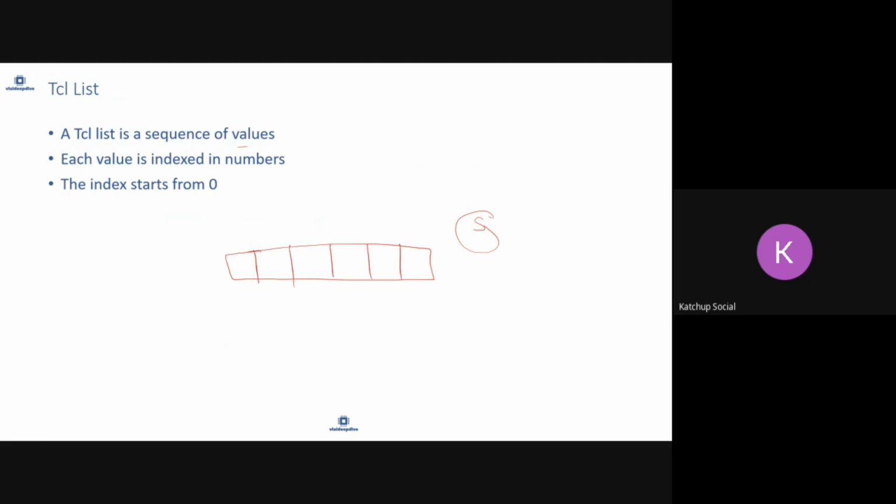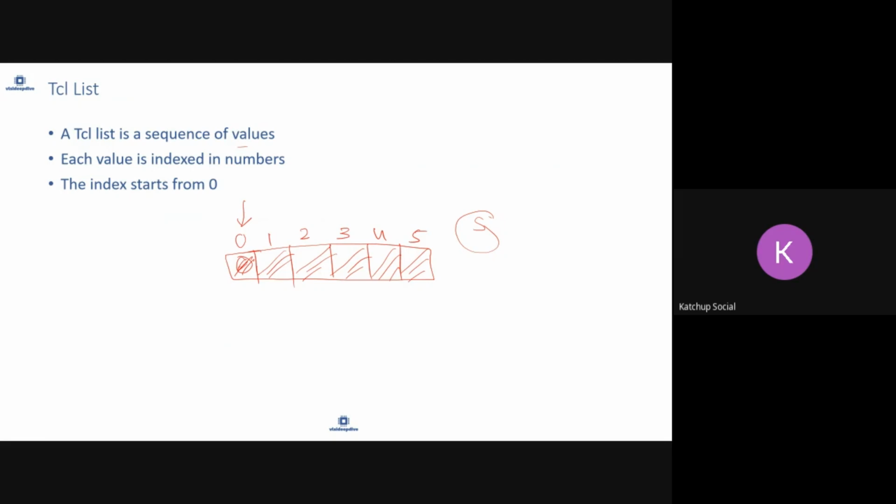So there is index 0, index 1, index 2, index 3, index 4, index 5. So index starts from 0. Here there'll be one string. Here there'll be another string. Here it will be another string. Here it will be another string. Here it will be another string. And here it will be another string. So this is how you store in an array.